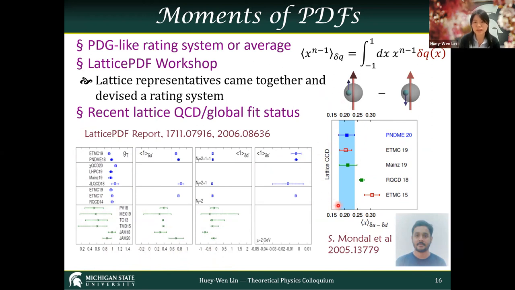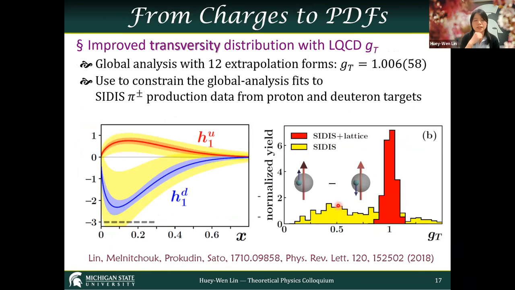And so here's some of the summary from that. So just giving an idea of how these moments can help in determining the PDF. You can think about, for example, the zero moment of the transversity, which is what we call the tensor charges. So it is basically the area under the PDF. By itself, we actually do not constrain any shapes of how the PDFs will be distributed.